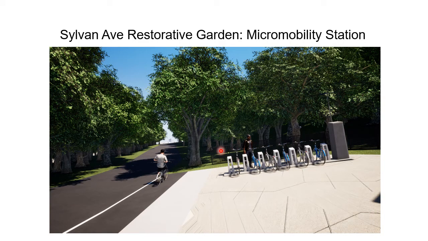This is a perspective of my micromobility station. The station is at the end of Sylvan Avenue because it would connect residents to Oakland, where a bike path has been proposed by a different organization. Renting bikes will prevent carbon emissions and save energy.